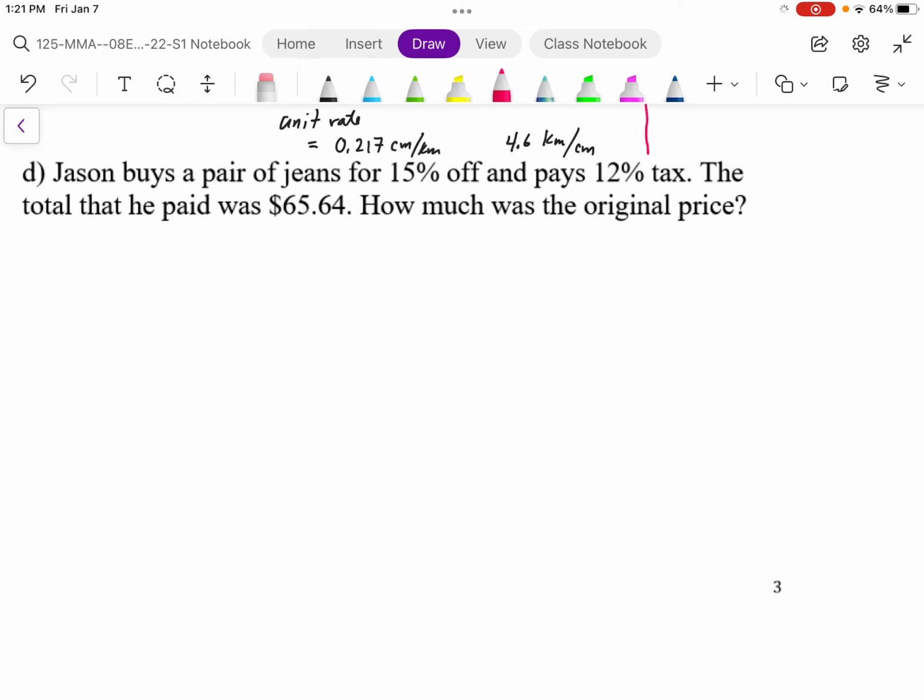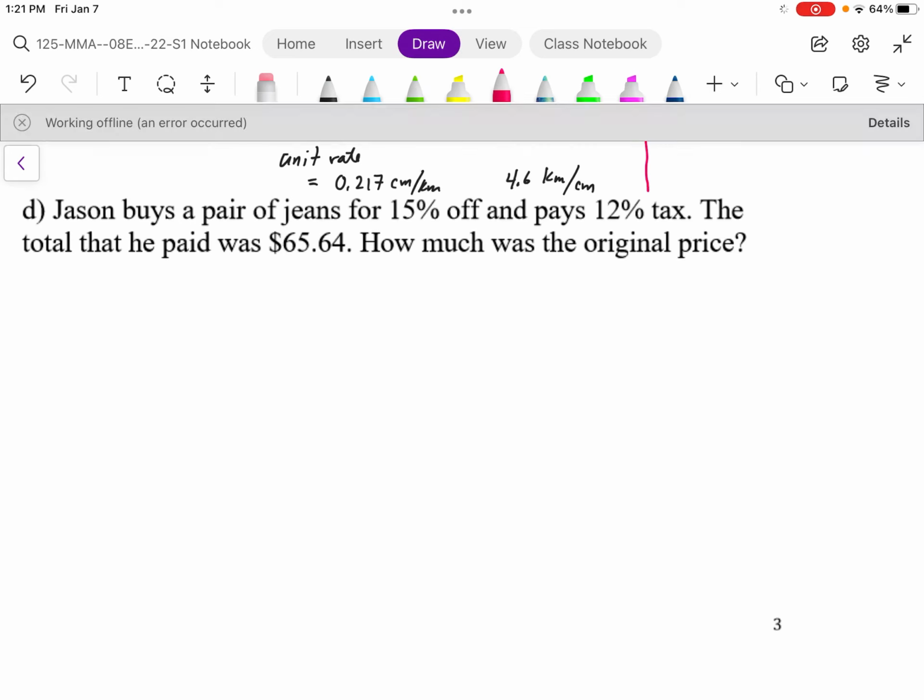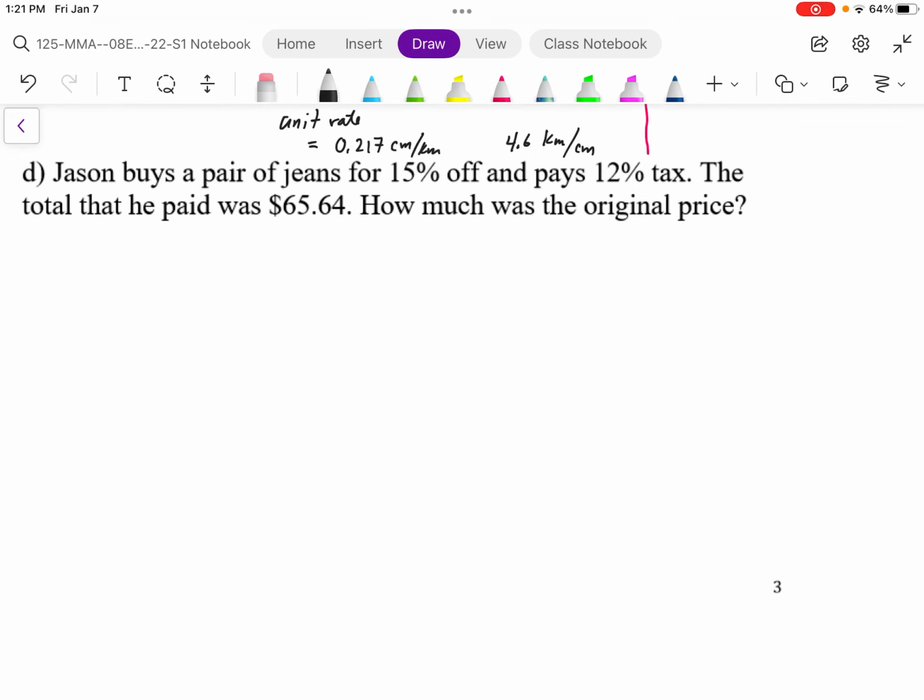For D, Jason buys a pair of jeans at 15% off, and he pays 12% tax. The total that he paid was $65.64. How much was the original price? Well, in this case here, we don't know what the original price is, so we're going to call that X. And to get to that original price, we're going to get 15% off. Now, we always multiply by what we have. So if I get 15% off, I pay 85%.